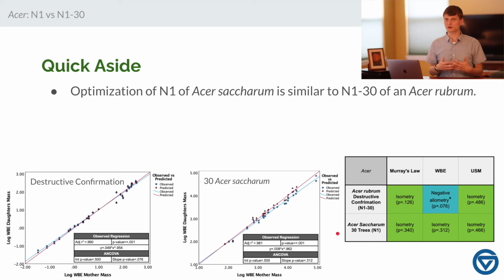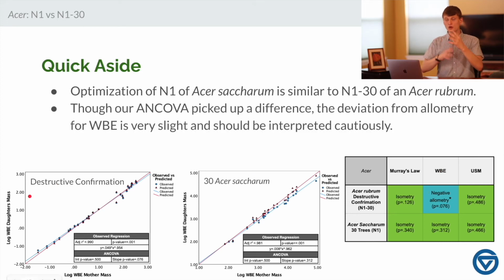Generally, their models are showing isometry. And we see this deviation for the West-Brown-Inquist for Acer rubrum, and there's the figure for that on the left. And even though our ANCOVA picked up a difference, we want to interpret this cautiously because, as we can see, the deviation from isometry is actually very slight, and so that might not be an actual deviation from isometry.